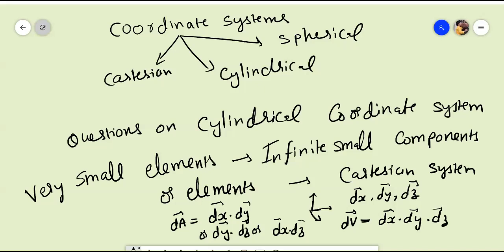So for the Cartesian system, a rectangular system, we have dx, dy, dz. The volume can be calculated by dx into dy into dz, and the area can be calculated by multiplying any two of the infinitesimal components. But when we talk about cylindrical and spherical coordinate systems, then the infinitesimal components are not so simple. So let us check the values of the infinitesimal components when we are using spherical or cylindrical coordinate systems.